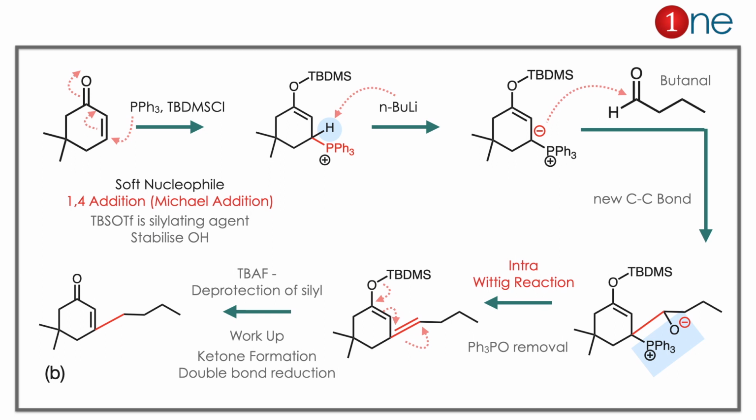Here you have to learn two important things. One is that phosphine is a soft nucleophile. It always undergoes 1,4 Michael addition. Second thing is the Wittig reaction. The Wittig reaction can occur in an intramolecular way. It is possible if you have phosphine and oxygen within the system.